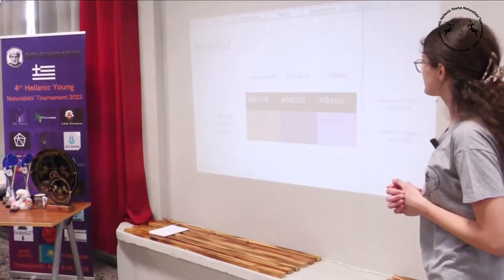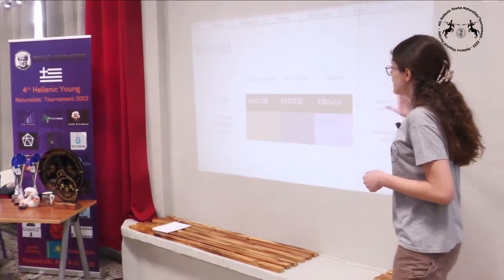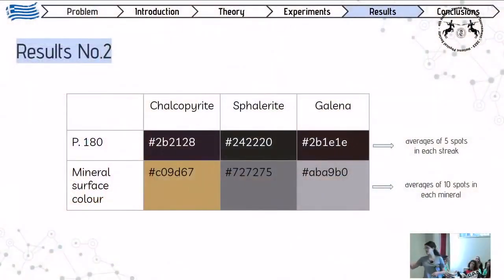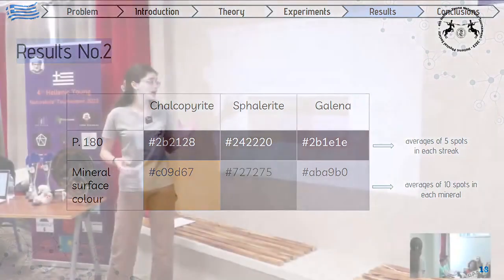And moving on to the analysis, here you can see a table showing that the streak color of all of the three minerals fell under the black category, while there is a significant difference when it comes to the mineral surface color itself. But let's look at that a bit more analytically.